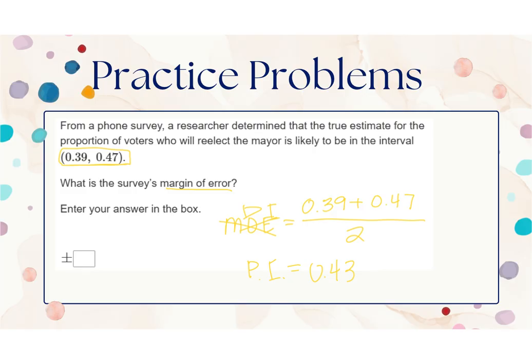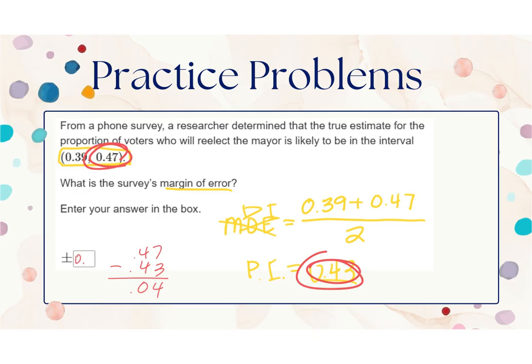Now, the difference between these is our margin of error. If we take 0.43 and 0.47, the difference is 0.04. So your margin of error is 0.04. If it asks for a percent, you would move the decimal over 2 places to the right, and it would be 4%.